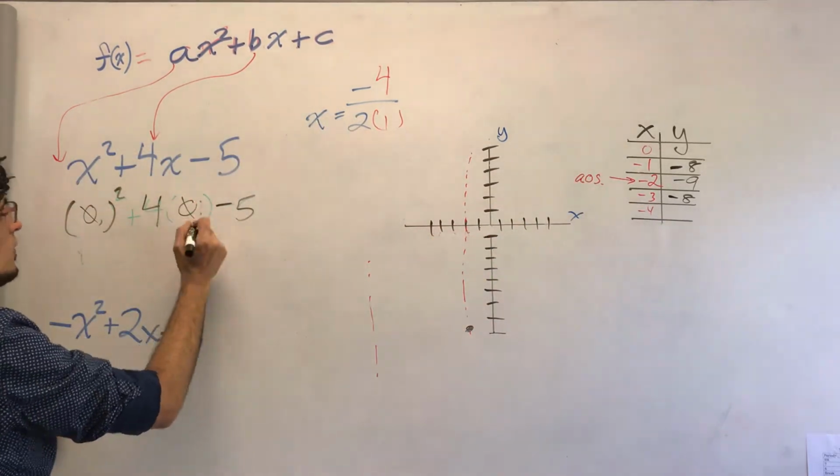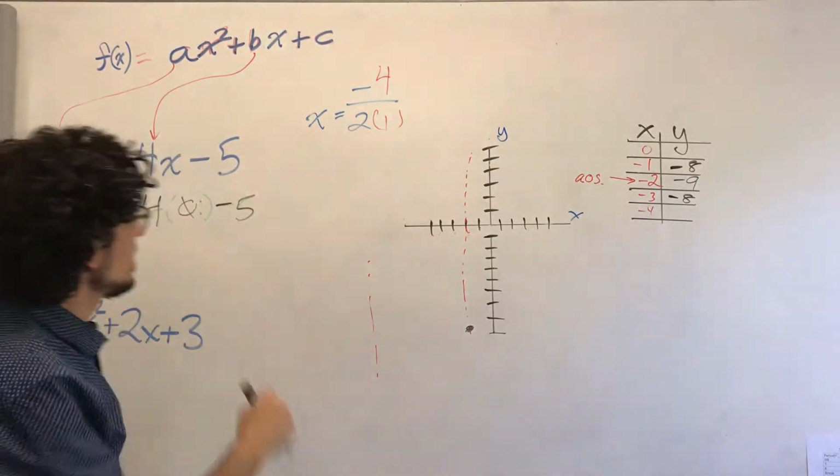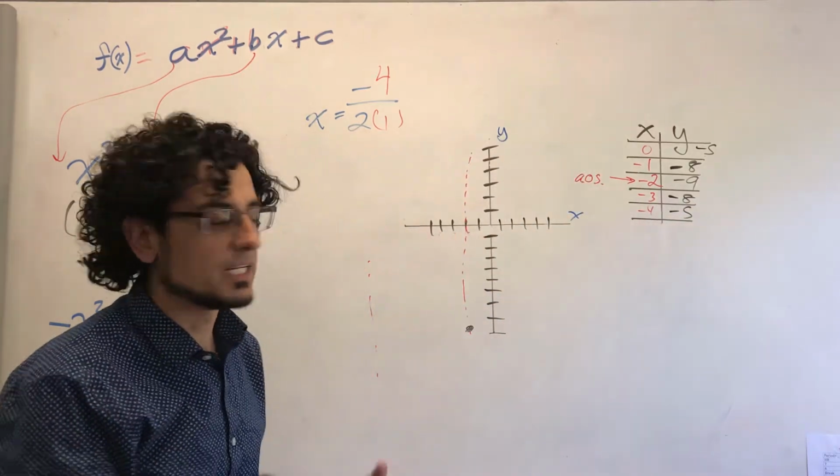So if I'm plugging in 0, I say, hey, what's 0 squared? It's still 0. Plus, hey, what's 4 times 0? 0. And then I got -5. So I'm going to plug in this -5. And then I'm going to go ahead and mark this point.